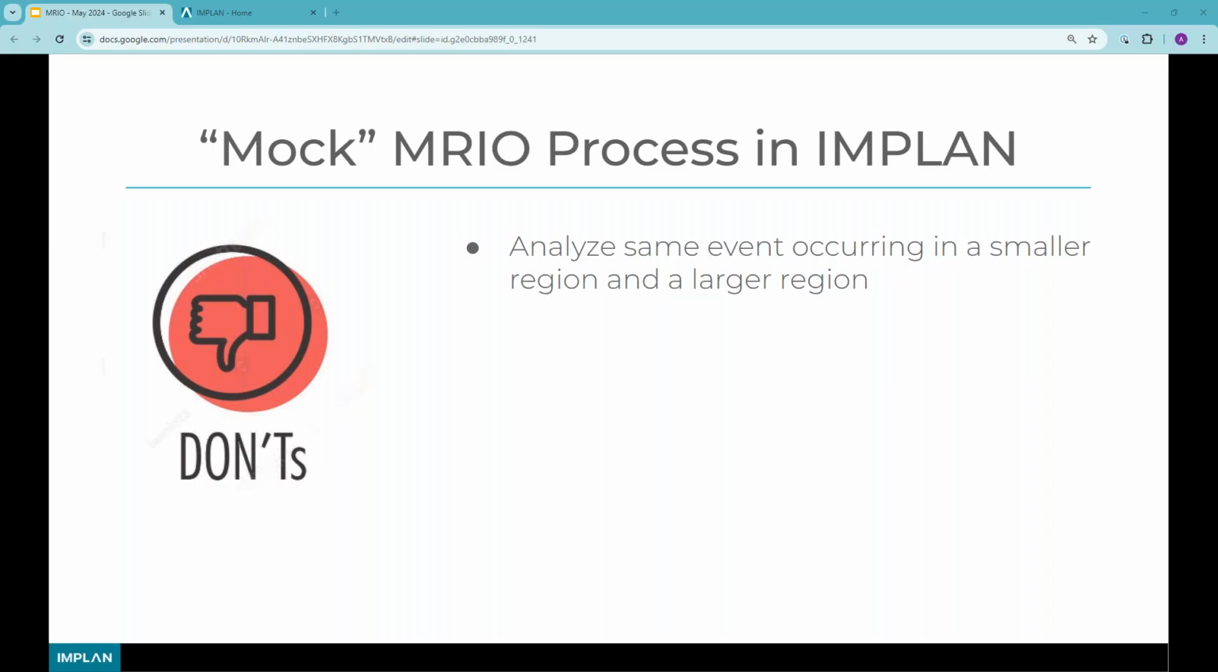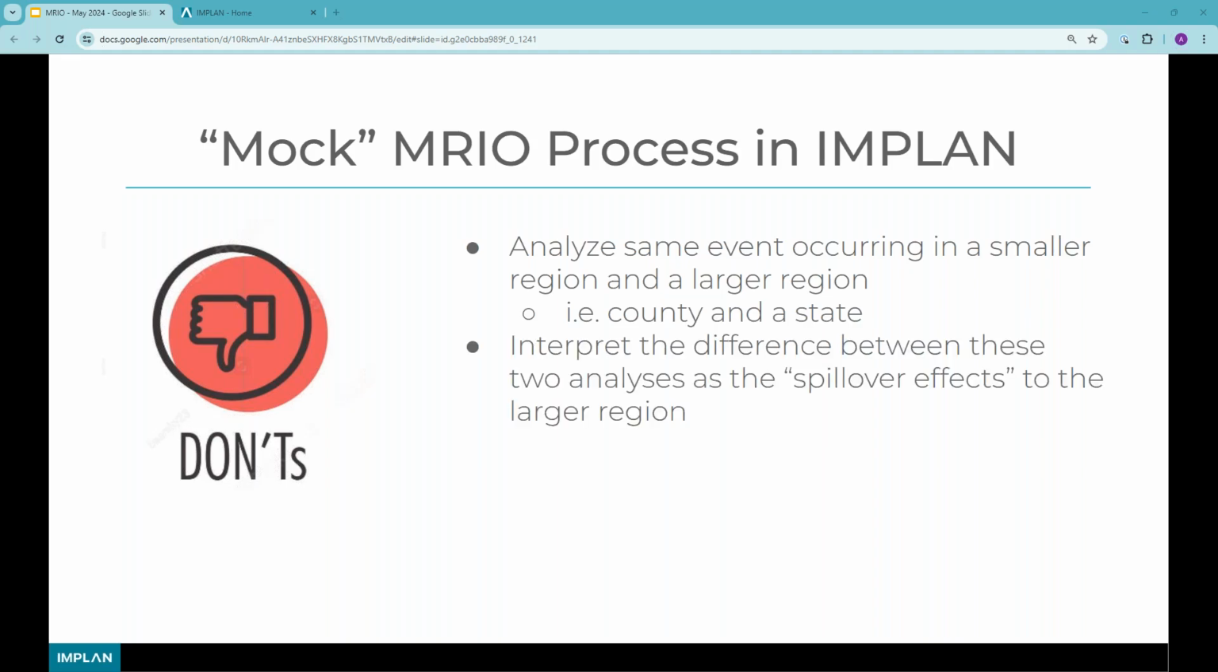This was a process by which users would examine or analyze the same event in one region and in the larger corresponding region, meaning they would look at it in a county and then look at it in the corresponding state. There was no linking of regions that occurred in this process. The analyst then would interpret the difference between the two sets of results as spillover effects. So the effect on the county and then the spillover effects to the rest of the state. However, it wasn't a rest of state, it was just the state. This is not an acceptable method, so don't do it.